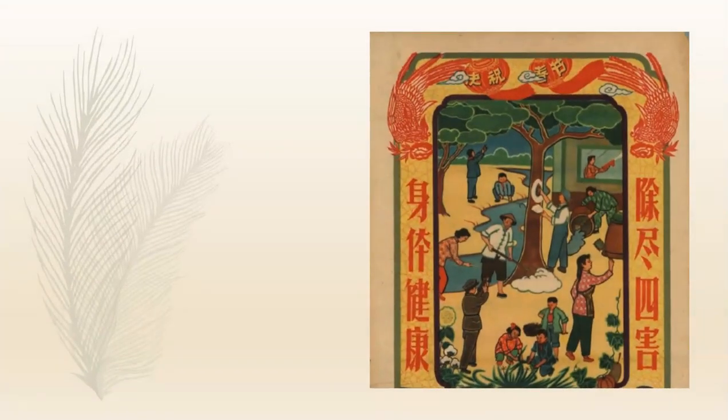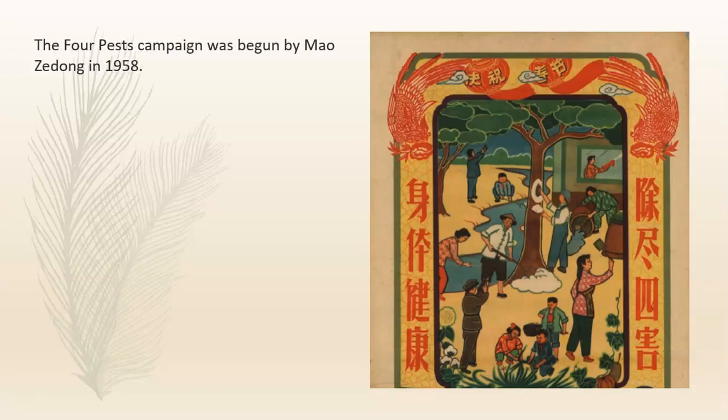This is so cool. You cannot believe that in this textbook, there is something about old Chinese history. And I would love you to go and find this history because it is so nice. Let's read together. The Four Pests Campaign was begun by Mao Zedong, am I right? Zedong, in 1958.